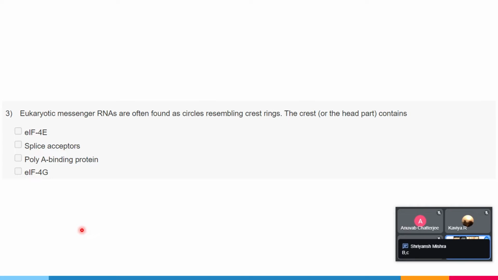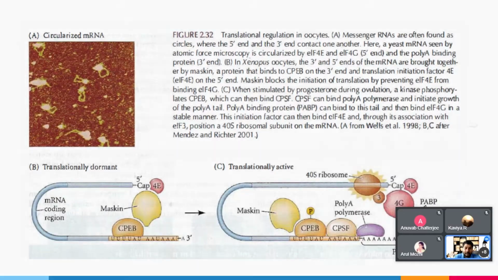Shian says B and C, splice acceptors and poly A binding protein. Anyone else want to try? Oindra says it is 1 and 4, eIF4E and eIF4G. Mrilanini says it is 1 and 3, eIF4E and poly A binding protein. Okay. So anyone else that wants to go ahead and try? Mukesh says 1 and 4, eIF4E and eIF4G. Okay. So let us look at the solution slide and try and understand this.